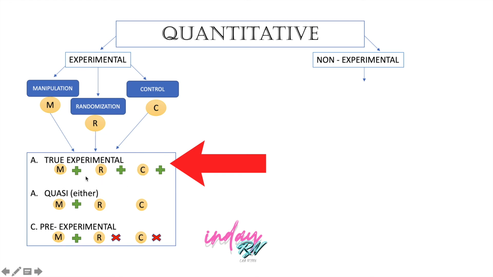That means that there are independent and dependent variables. There is a randomization of population, and there is a control group. If these three are present, there is a true experimental research, okay?